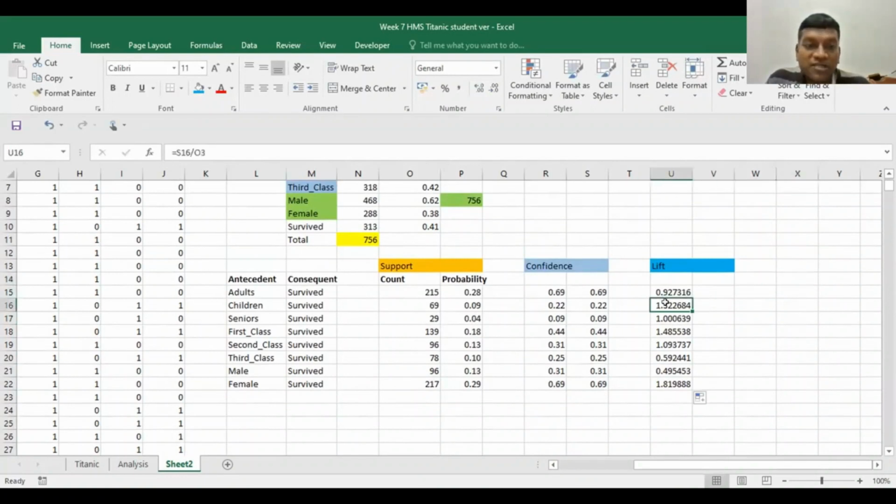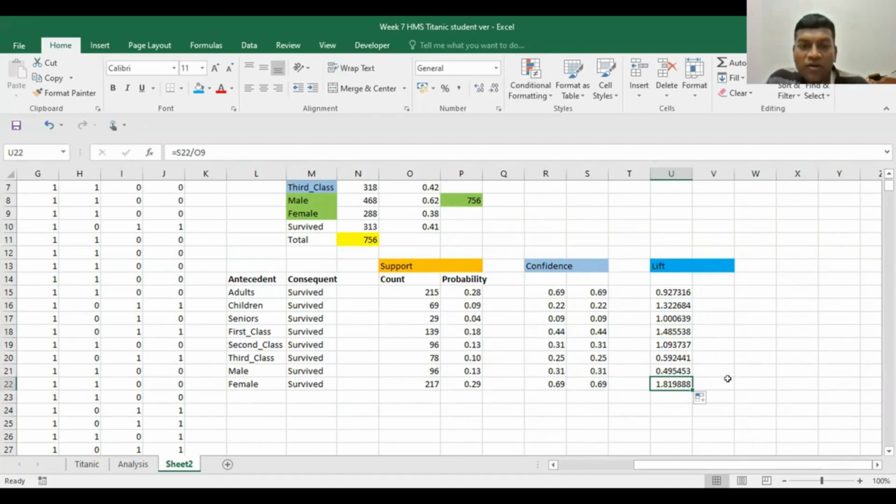So here we have 1.32 for children, 1 for seniors, 1.48 for first class, 1.09 for second class, 1.8 for females.